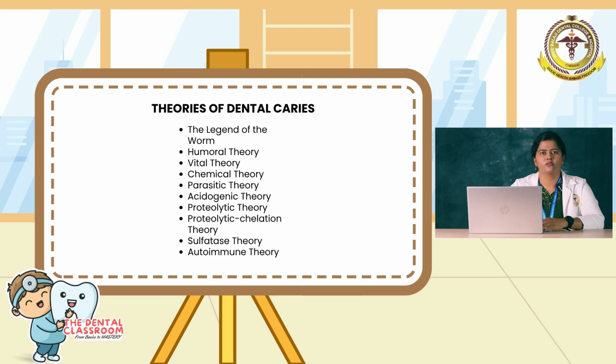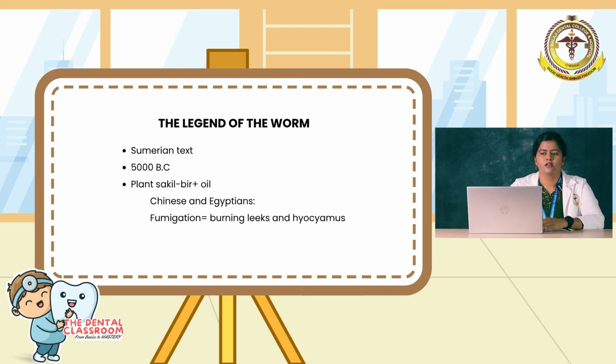Next, we are moving on to the theories of dental caries. They are the legend of the worm, humoral theory, followed by vital theory, chemical theory, parasitic theory, acidogenic theory, proteolytic theory, followed by proteolytic chelation theory, sulfatase theory and autoimmune theory. The first theory which was proposed was the legend of the worm. The worm was seen in the Sumerian text, which dates back to 5000 BC.